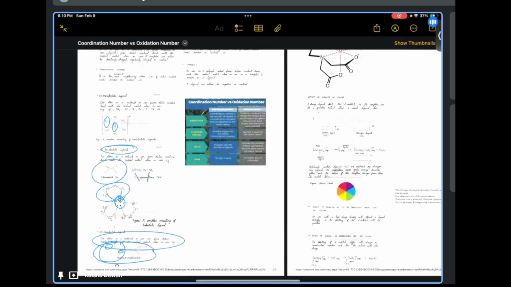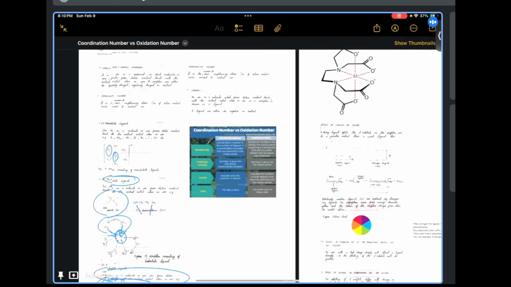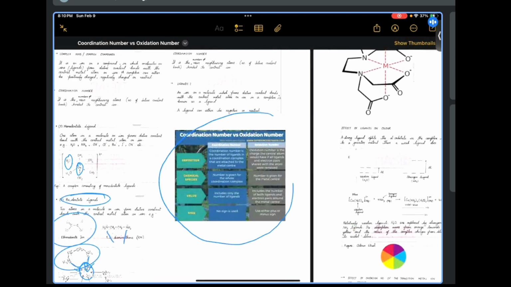Now let's move forward. Here what I have attached is an example of coordination number and the oxidation number. Please go through these parts. These are important. As none of you have any problem regarding oxidation numbers, it won't be an issue for you. But still, if you face any problem, go through my YouTube channel.